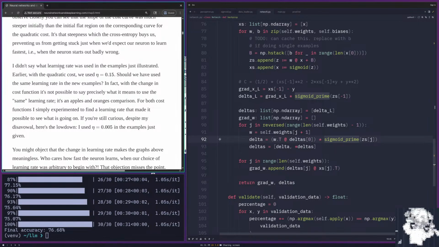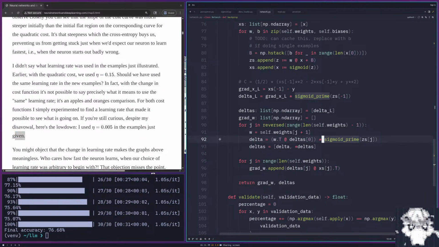I didn't say what learning rate was used in the examples just illustrated. Earlier with the quadratic cost, we used eta equals 0.15. Should we have used the same learning rate in the new examples? In fact, with the change in cost function, it's not possible to say precisely what it means to use the same learning rate. It's an apples and oranges comparison. Oh. For both cost functions, I simply experimented to find a learning rate that made it possible to see what's going on. If you're still curious despite my disavowal, here's the lowdown. I used eta equals 0.005 in the examples just given.